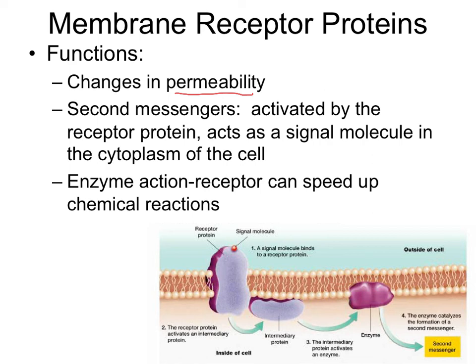So the way that it works is that a receptor protein receives a signal molecule. So here you can see the signal molecule binding to the receptor protein. The signal molecule does not enter the cell, but the receptor protein, when it receives the signal, can tell an intermediate protein to tell an enzyme to do something. And then the enzyme can form something like a second messenger. And so second messengers are a way for a message to get into the cell without something crossing the membrane.